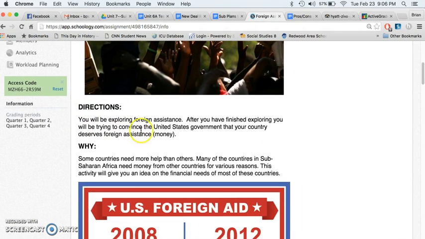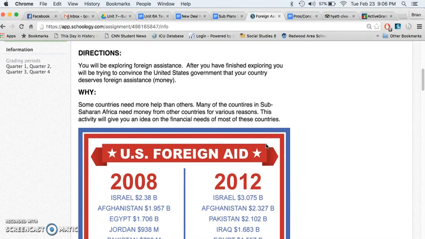So it says directions. You will be exploring foreign assistance. After you have finished exploring, you will be trying to convince the United States government that your African country deserves foreign assistance or cash money. Why? Some countries need more help than others. Many of the countries in sub-Saharan Africa need money from other countries for various reasons. This activity will give you an idea on the financial needs of most of these countries.